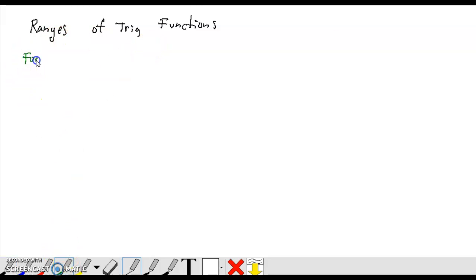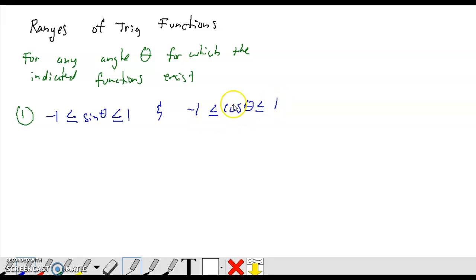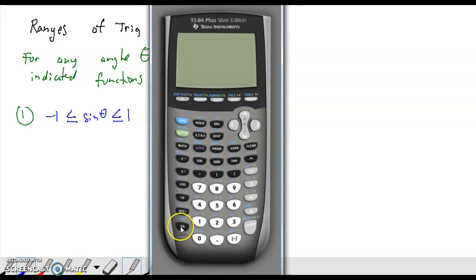So we get to say, for any angle theta for which the indicated functions exist, the first one, I'll do it in blue: sine of theta has to always be between negative 1 and 1. And cosine of theta also will always be between negative 1 and 1. It doesn't matter which one we use.